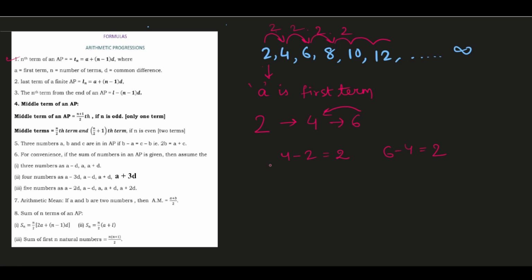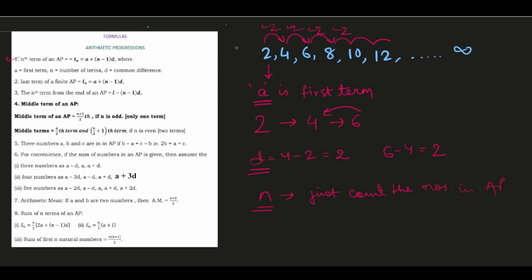So this is called D. D is the common difference between the two numbers which are in AP. The first term is called A. Now let's move to N. So what is N? N is the number of terms. Number of terms is simply, you can say, just count the terms in AP, or just count the numbers in AP.